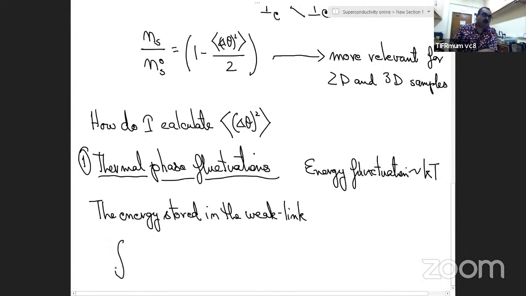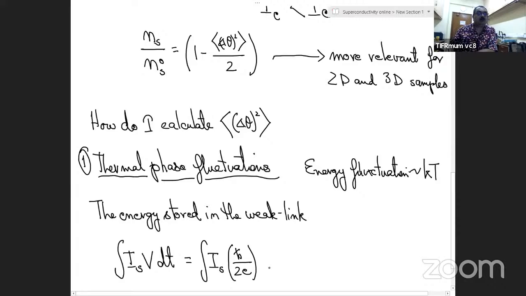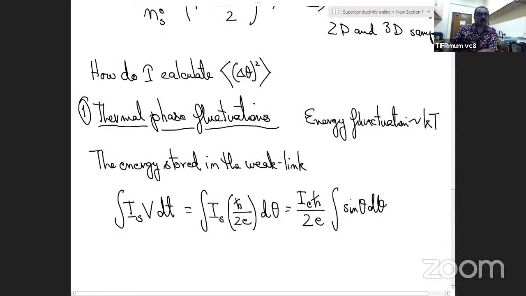This will be given by Is into V dt. So now, for V dt, I can use the Josephson relation, and I will get ħ/2e into dθ. Now Is is Ic sin θ. So therefore I can write this as Ic ħ/2e sin θ dθ.